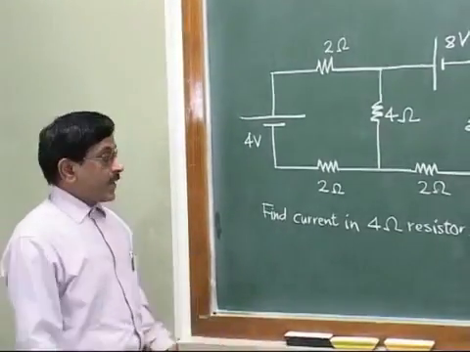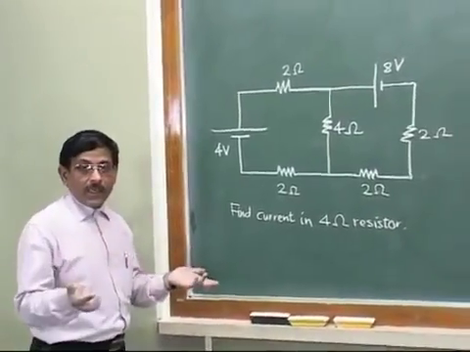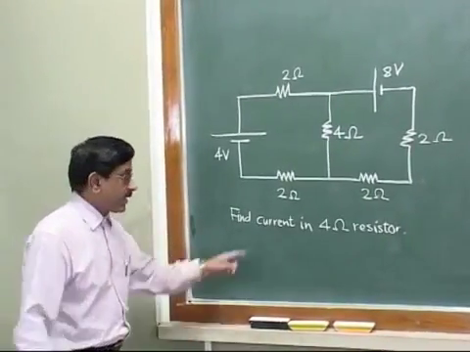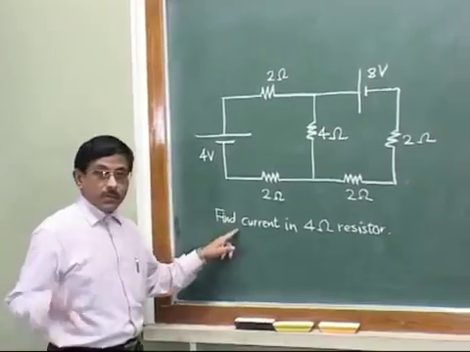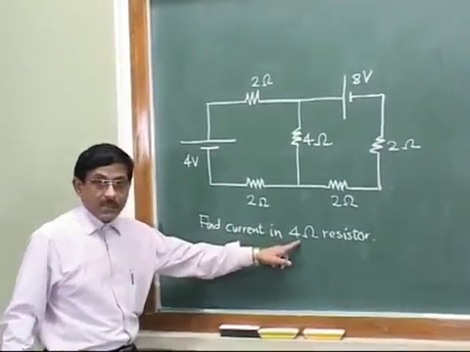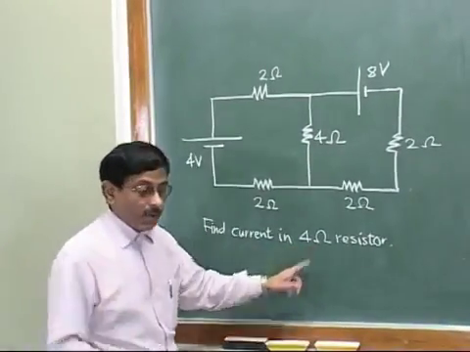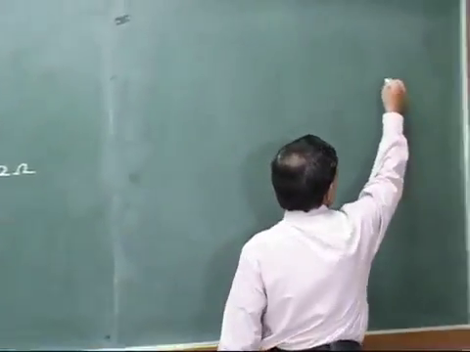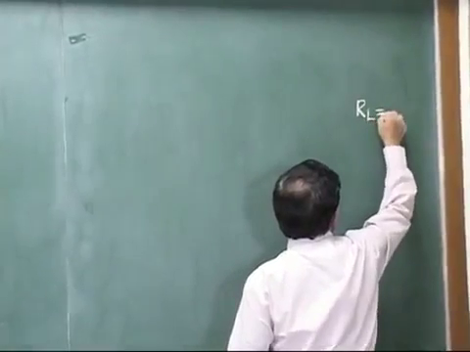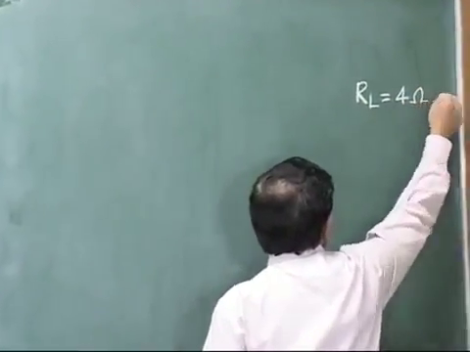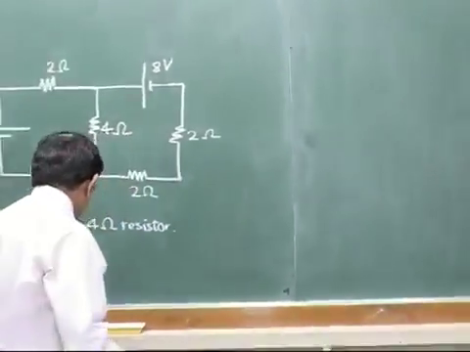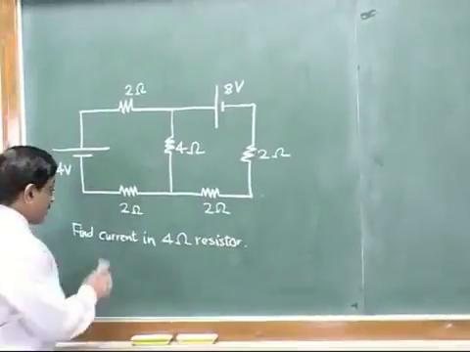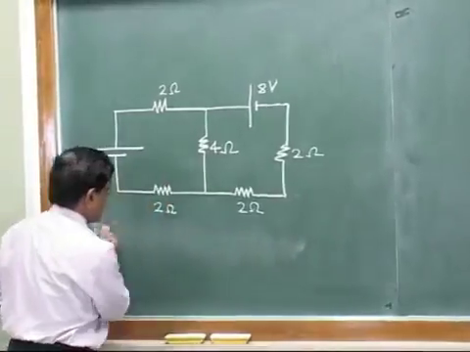What was our first step? Our first step was to identify the load resistance and remove it from the circuit. What is the load resistance? Because we want to find out current in 4 ohm resistor, that becomes our RL or load resistor. So we will write here in some corner that load resistance is equal to 4 ohm. Once we mention that, what is our next step? To remove it from the circuit. So I just remove it from the circuit.